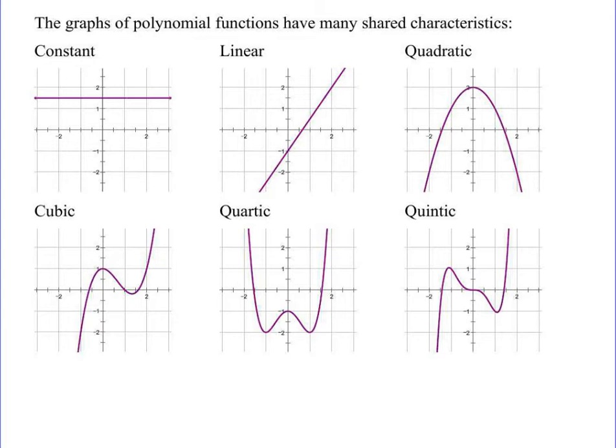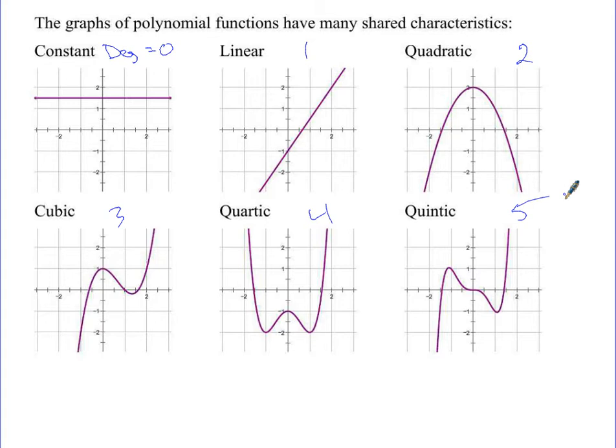So the graphs of your polynomial functions have a lot of shared characteristics. I have constant, linear, quadratic, cubic, quartic, and quintic functions sitting up here. They're all polynomials. All right? So what would the degree of this one be? 0. What's the degree of my linear function? 1. What's the degree of my quadratic function? 2. What's the degree of my cubic function? 3. And quartic? 4. And quintic? 5.